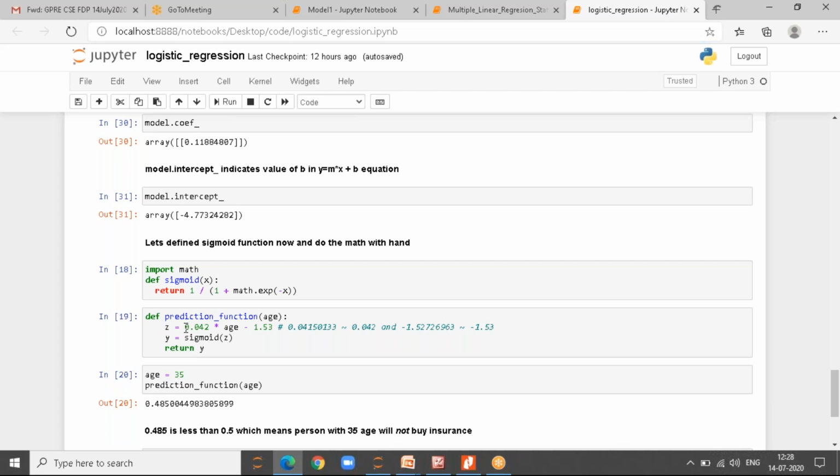Our predicted function takes the form of y is equal to mx plus c. How I got 0.042 and 1.53 is in the similar manner which I did in linear regression, where we try to find out m. This is my m, this is my input variable, that is 35, and this is my y-intercept. Use these values to predict y. Calling this prediction function by passing the value 35, it results in 0.4.